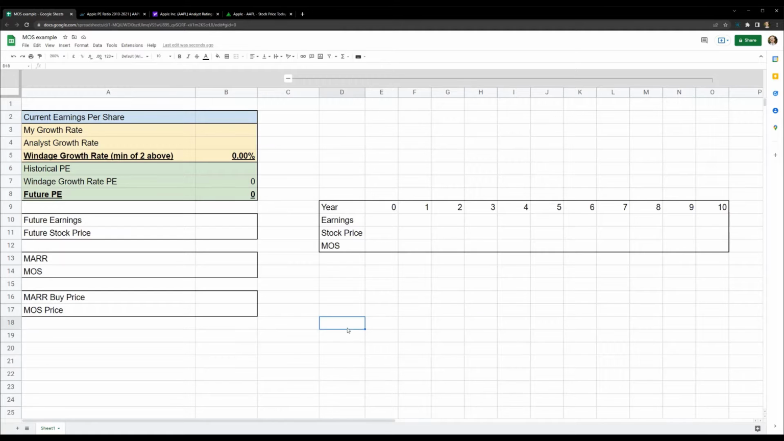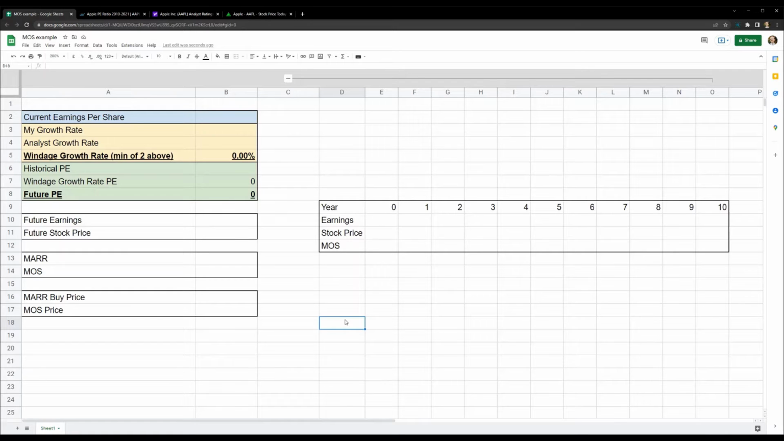So we are over here in my spreadsheet, where I'm just going to walk you through an example of the margin of safety valuation method. This is one of the valuation methods that Phil Town teaches in his classes, in his books, in his podcasts.